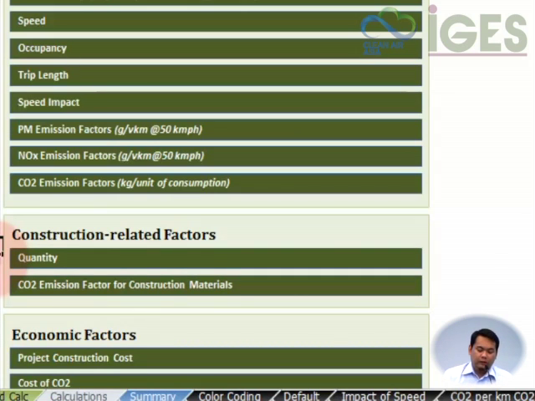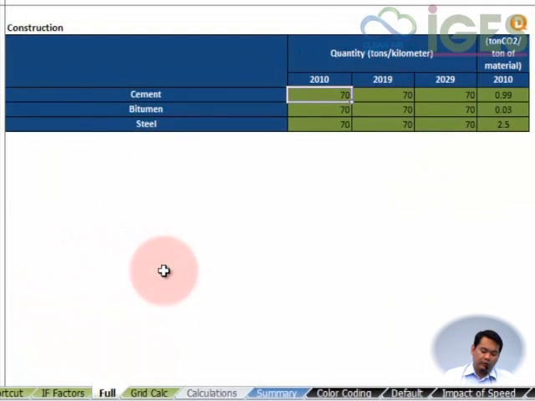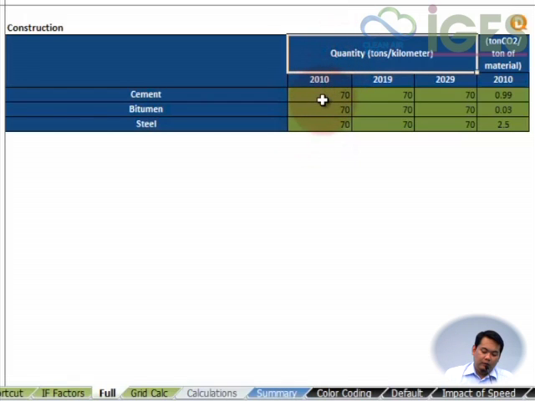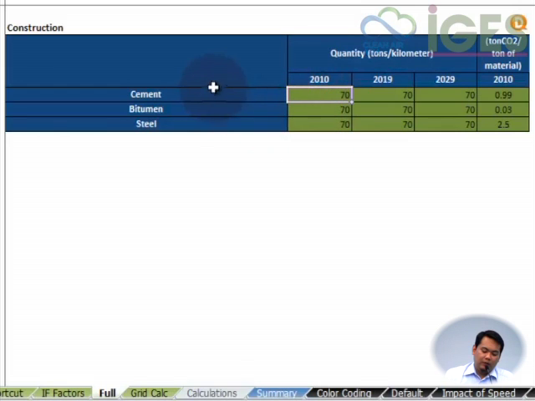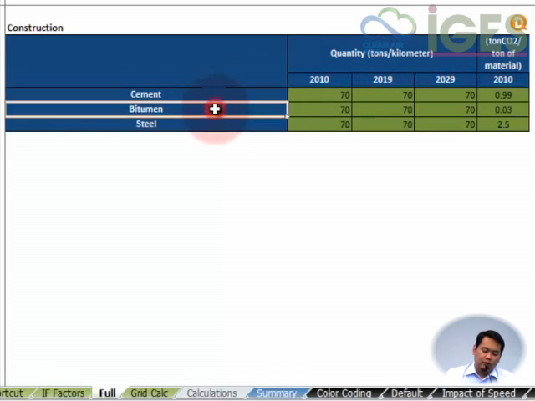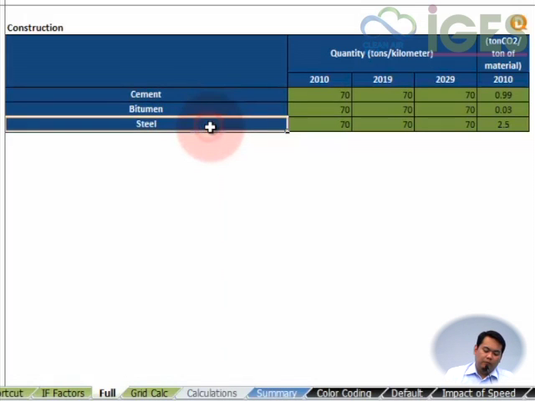The project emissions from the BRT are treated by the TEEMP model as composed of emissions from the BRT buses, as well as the emissions generated from the construction of the facilities and the additional roadways that are needed for implementing the BRT. In a very simple way, what you would need is the definition of how many tons per kilometer are being used for cement, bitumen or asphalt, and steel for the project.